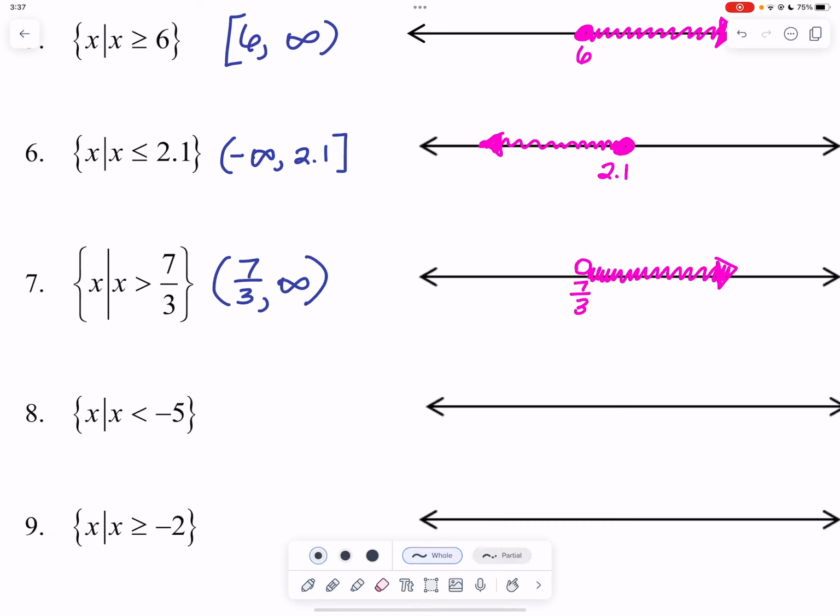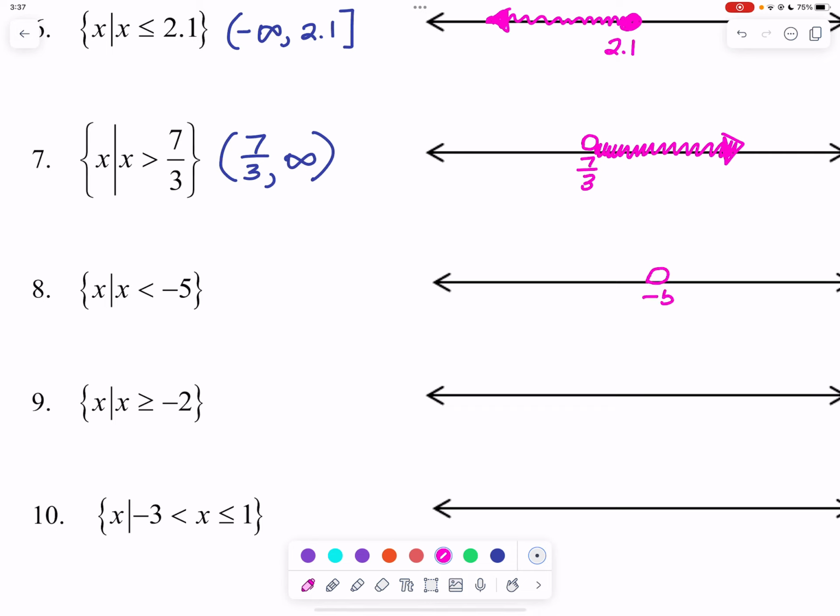Number 8 is the set of all x such that x is less than negative 5. So here we have an open circle, an open point, because we don't want to include negative 5. And here we want everything left. Again, left bound is negative infinity, right bound is negative 5, and we use parentheses for both of those endpoints.